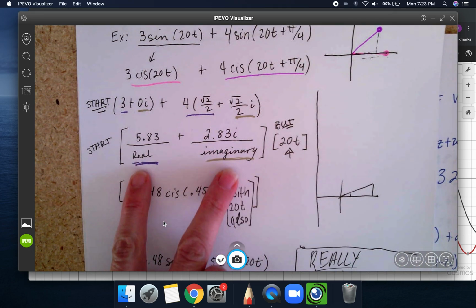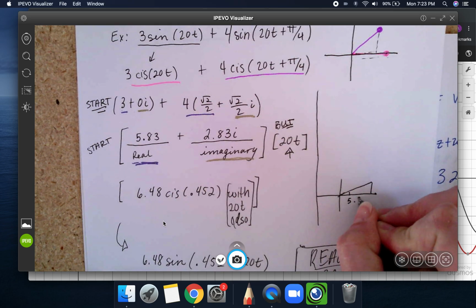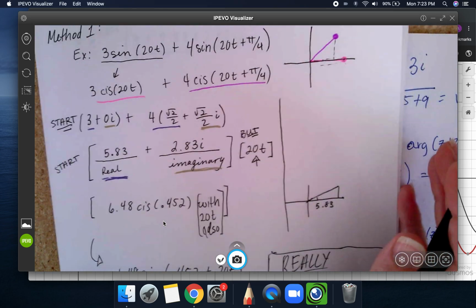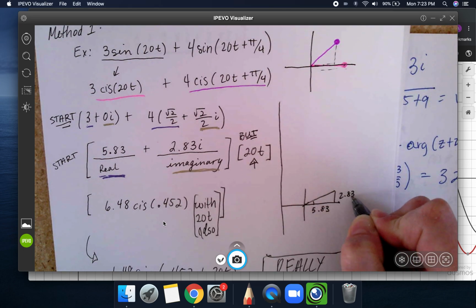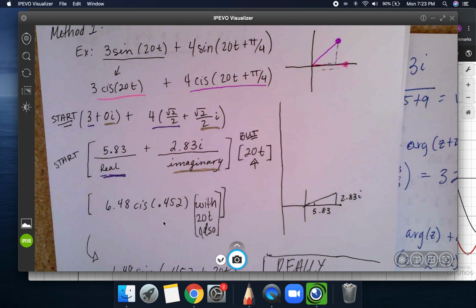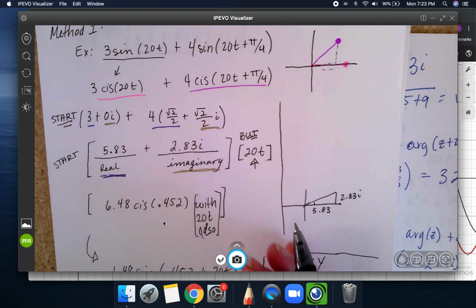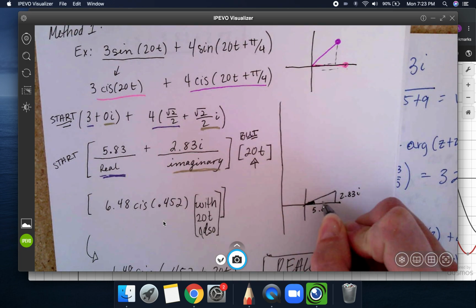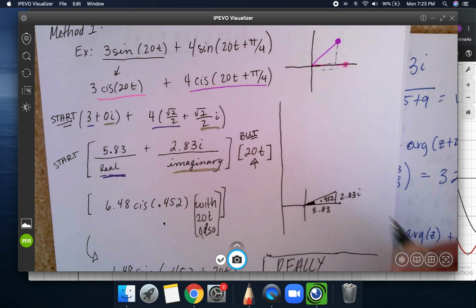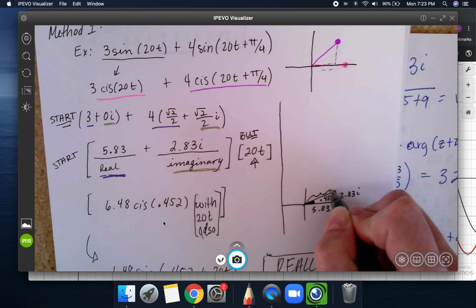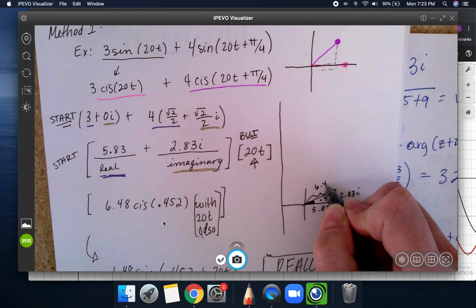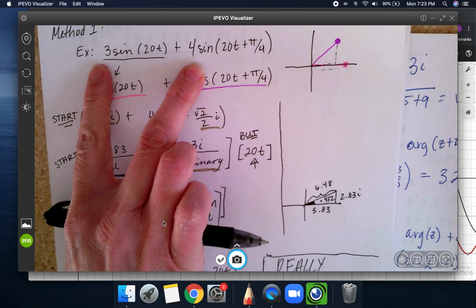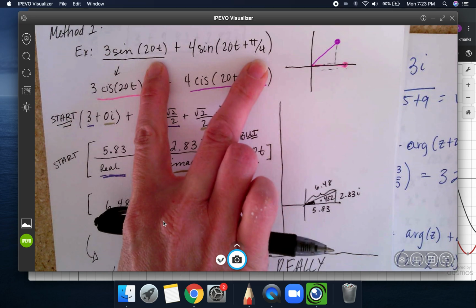So when we take these pieces of information right here, this is going to give us our starting function. So we have 5.83 being the real component and 2.83i being the imaginary component. And when I stick that in my calculator, I just did find the argument, find the modulus. This right here ends up being 0.452 as theta, and the modulus of this guy is 6.48. So it's not what you would expect here. It's not like this is 7. It's not like this is pi over 4. It's something different.